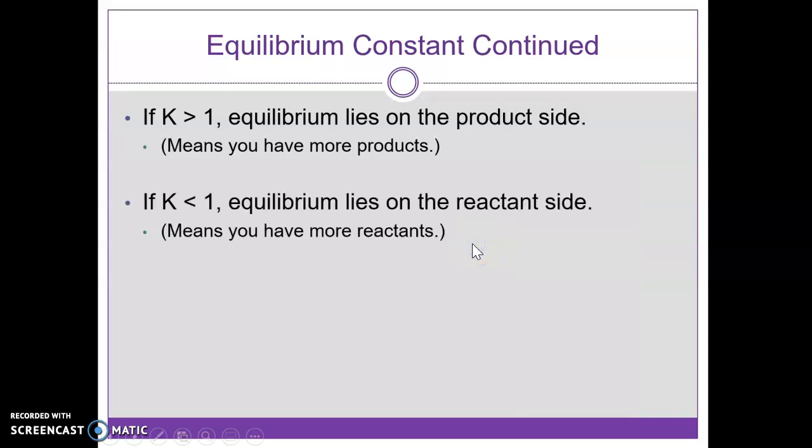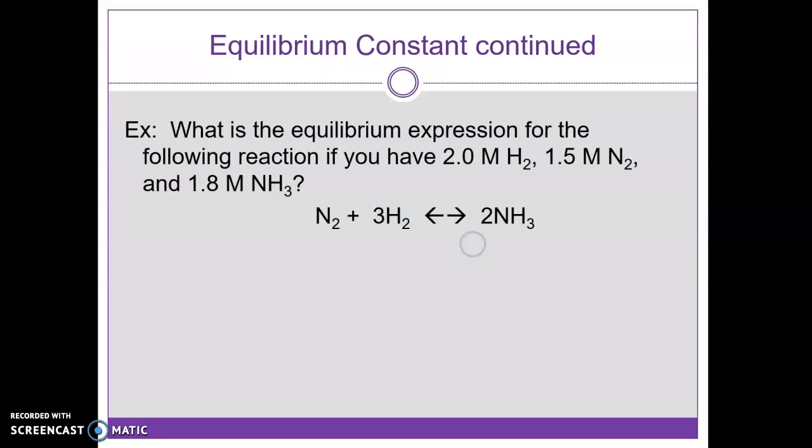If K is less than 1, it means that the bottom of the fraction is bigger, which means you have more reactants. So once you get K, you can figure out some information about that reaction. So here's our example. We've got a chemical reaction, and it says, what is the equilibrium expression for the following reaction? When they say expression, they're talking about that fraction for K, and sometimes that's all the question wants, is just for you to set up the fraction.